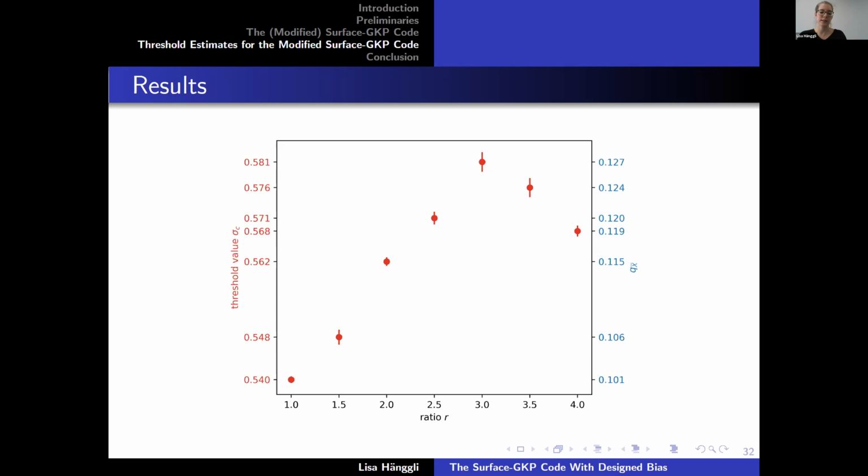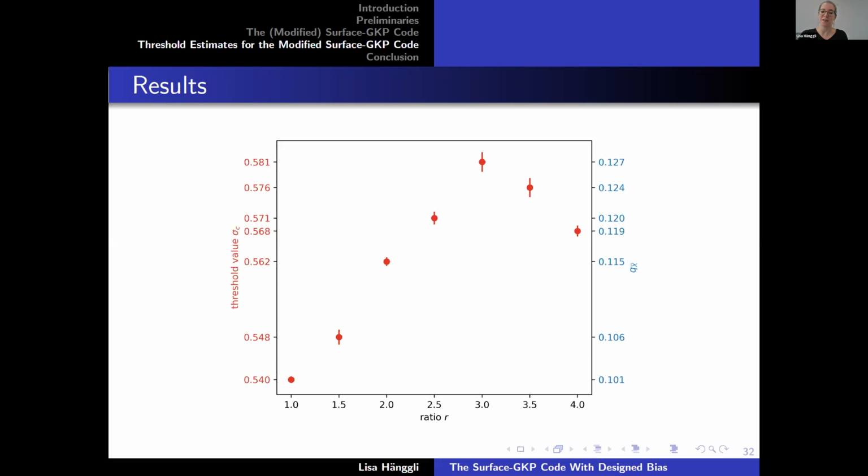Okay, so what we see in this plot is, on the one hand, for R equals 1, so in the symmetric case, we get a value of 0.54, which is about what they also get in the work by Wu et al., which actually wouldn't have to be the case because, as I said, we have a different concatenation procedure. But what you also see is that for R equals 3, we get a value of 0.581, which is clearly bigger than the value at R equals 1. So this plot indicates that we actually do get an improved error threshold with our strategy.